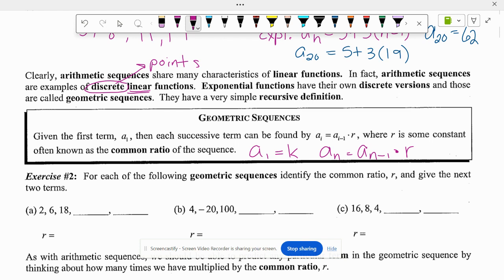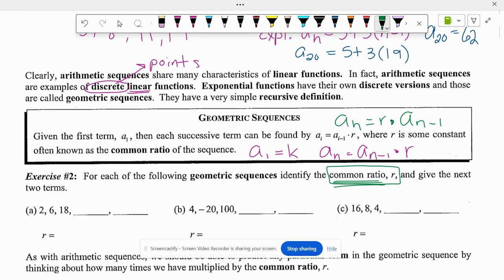When I do this, I actually write it as A of n equals R times A of n minus 1. I put the R first, just because it makes more sense in my brain. But anyway, for each of the following geometric sequences, we have to find what R is. R is called the common ratio. So in a linear function or an arithmetic sequence, we have a common difference. In an exponential function or geometric sequence, we have a common ratio.